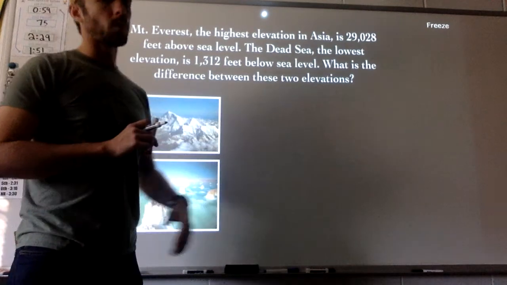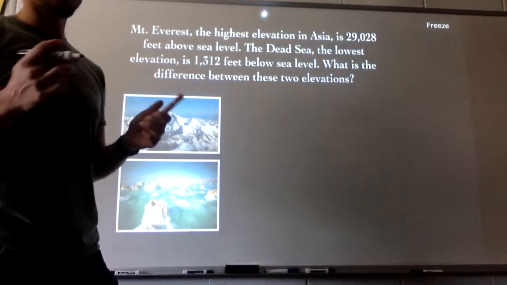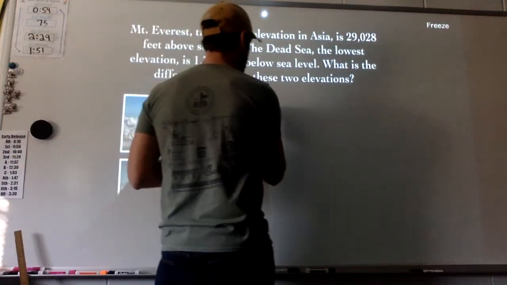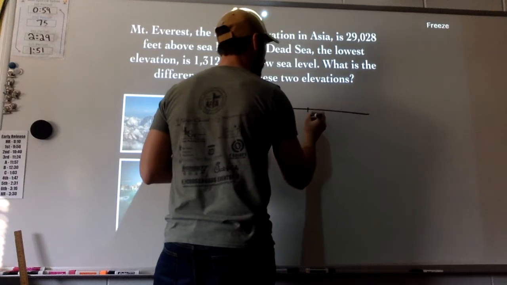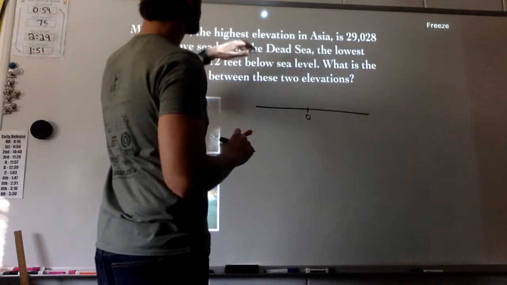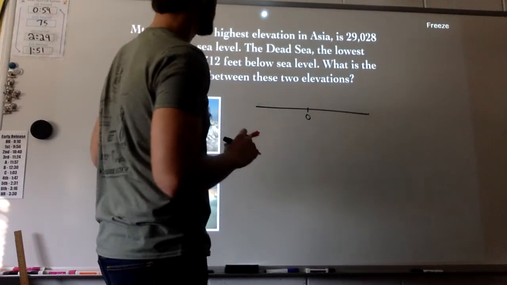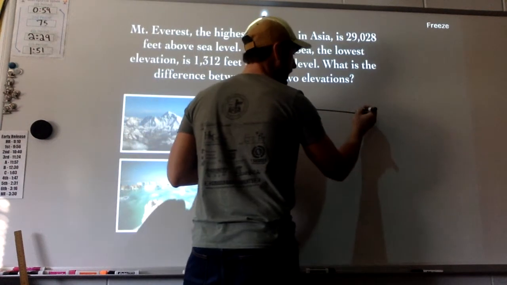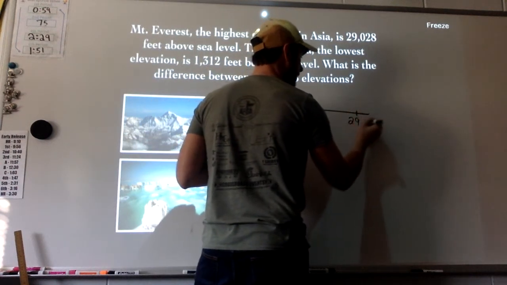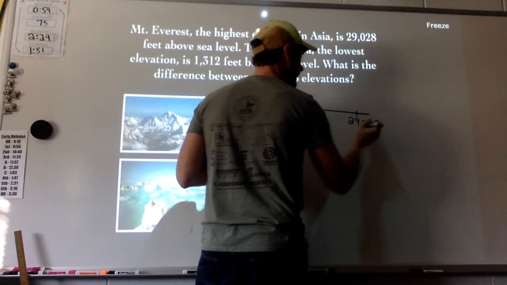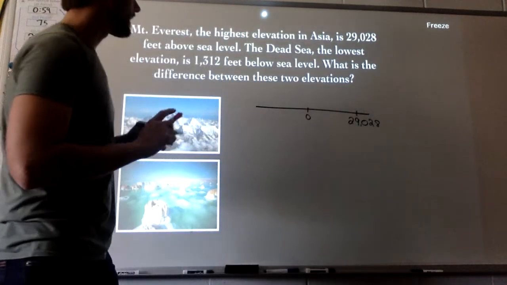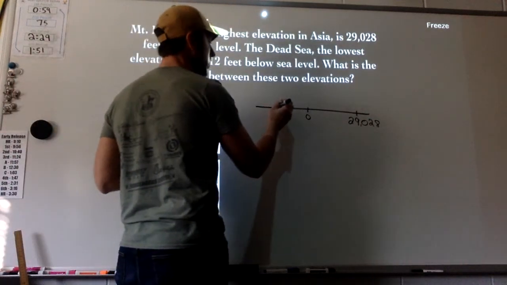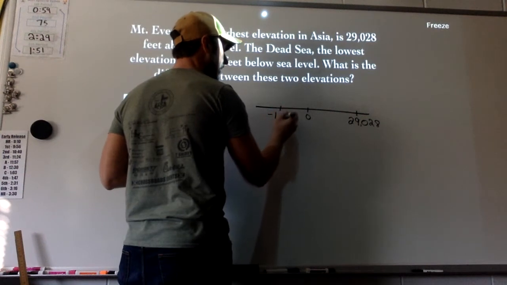So anytime I have a word problem like this, the first thing I like to do is draw a very rough number line to kind of get my head around it. I always put the 0 in the middle. And it says the highest elevation is 29,028 feet above sea level, so that's being represented by a positive number. And it says the Dead Sea is the lowest, where it is 1,312 feet below sea level, and I'll represent that with a negative number.